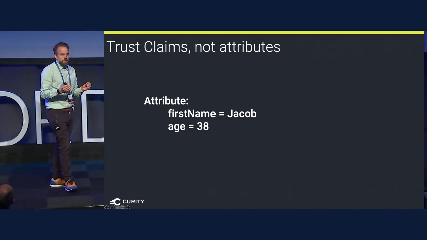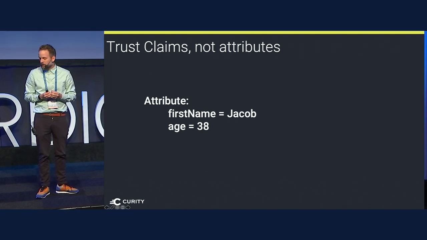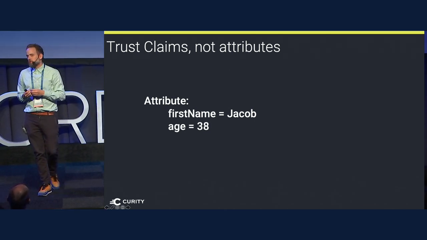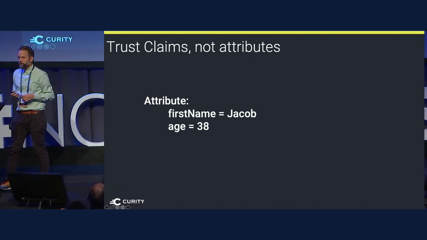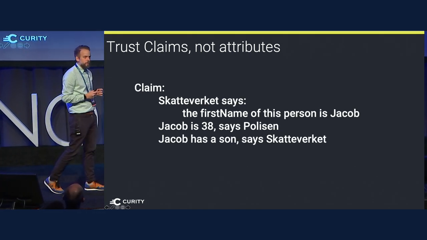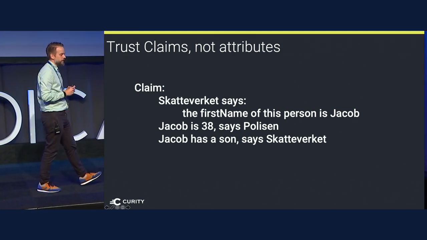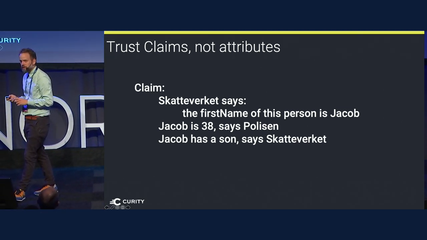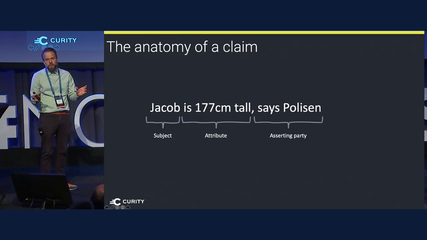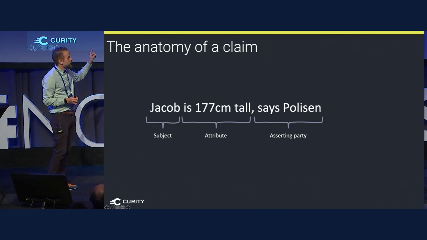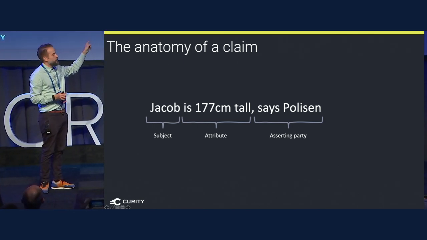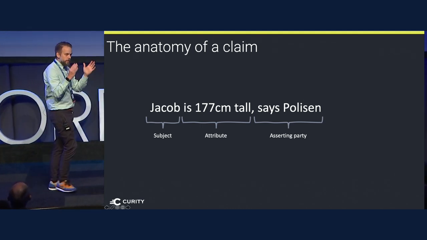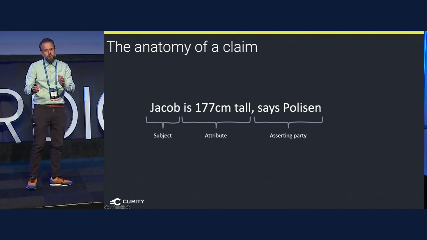So that means we should trust claims. We don't trust attributes. An attribute is first name equals Jacob. That's an attribute. Age equals 38. Length, 177. Those are attributes. Claims, they have a different form. Skatteverket says, the first name of this person is Jacob. Jacob is 38, says the police. Jacob has a son, says Skatteverket. The anatomy of a claim is that we have a subject, we have an attribute, and we have an asserting party. Jacob is 177 centimeters tall, says the police. Somebody is asserting this attribute about this subject.